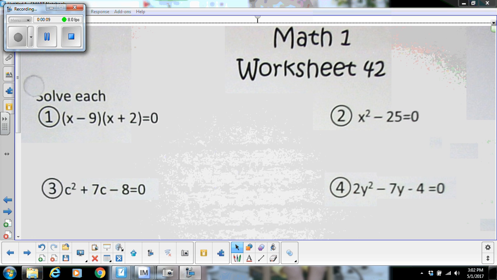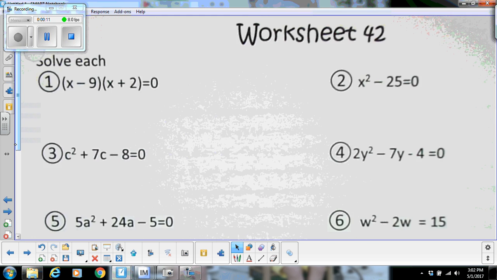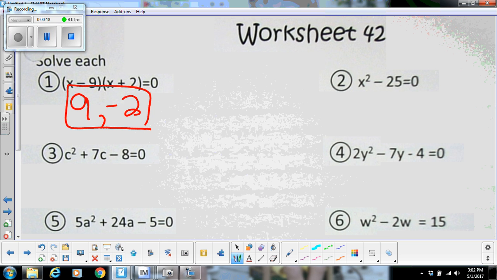All right, working through a couple of these. The first one's super duper simple. Remember, you just change your signs here, so that would make that 9 and -2 for your answers.